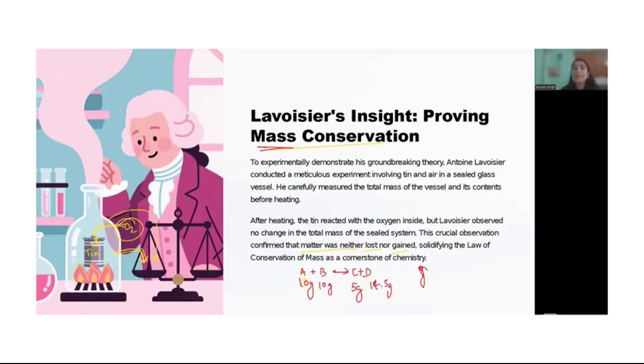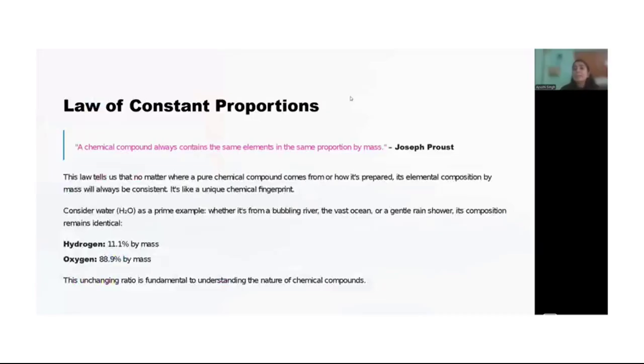Now, another law is the law of constant proportion. This was given by Joseph Proust. So, the first law, conservation of mass, was given by Lavoisier, and this is given by Joseph Proust. Now, he said a chemical compound always contains the same elements, which is the one thing we have to notice, and in the same proportion.